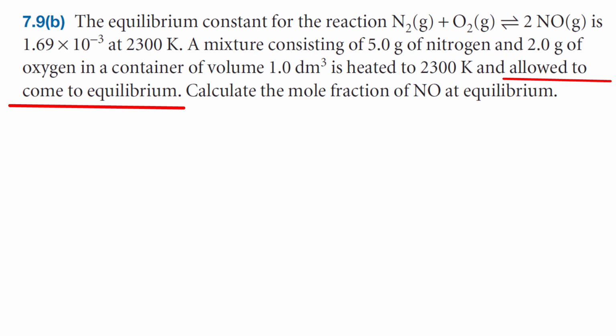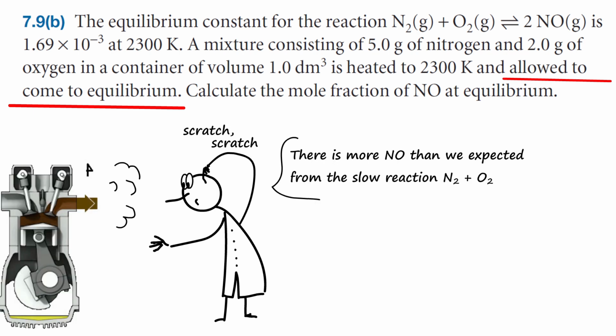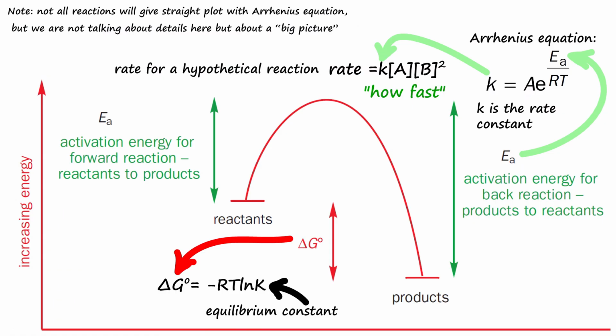Notice that the question said that the mixture was allowed to come to equilibrium. It turned out that in an engine, the reaction of O2 plus N2 is too slow to account for all the nitric oxide produced. Remember that thermodynamic parameters like Gibbs energy or the equilibrium constant can tell you how much product you are going to get, but they don't tell you how fast the reaction happens. It is the kinetic parameters that tell you how fast.